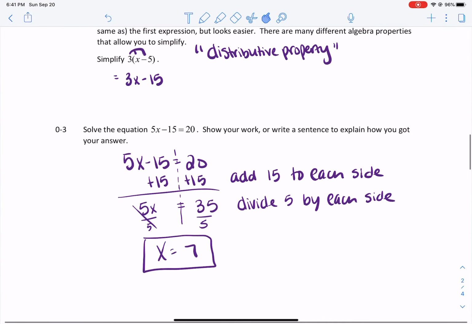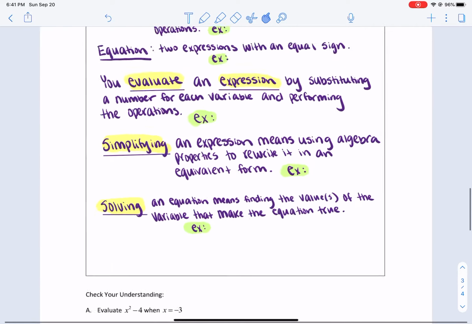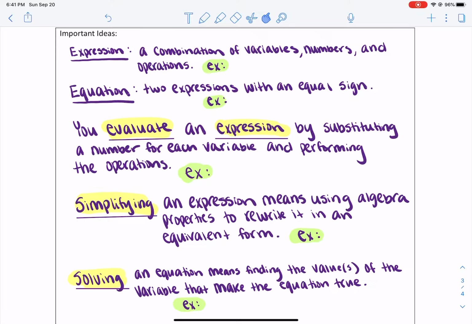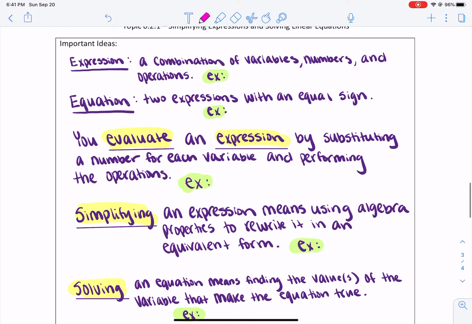All right, so in our important ideas box, I want you guys to write this down, and we're going to add in some examples here. So if you want to pause and write down, go ahead. Otherwise, you can write as we go and pause as you need to. So an expression is a combination of variables, numbers, and operations. That was a big idea in this section. An example of an expression could be anything like 3 or 5x or 5x plus 3, okay? But an equation was 2 expressions with an equal sign. So we would have to write something like 5x plus 3 equals 18. We've got to have that equal sign.